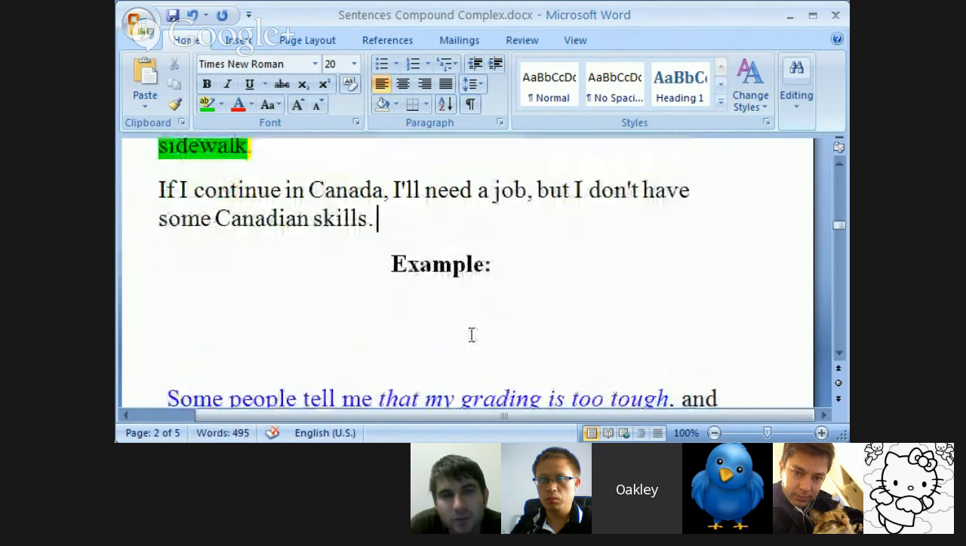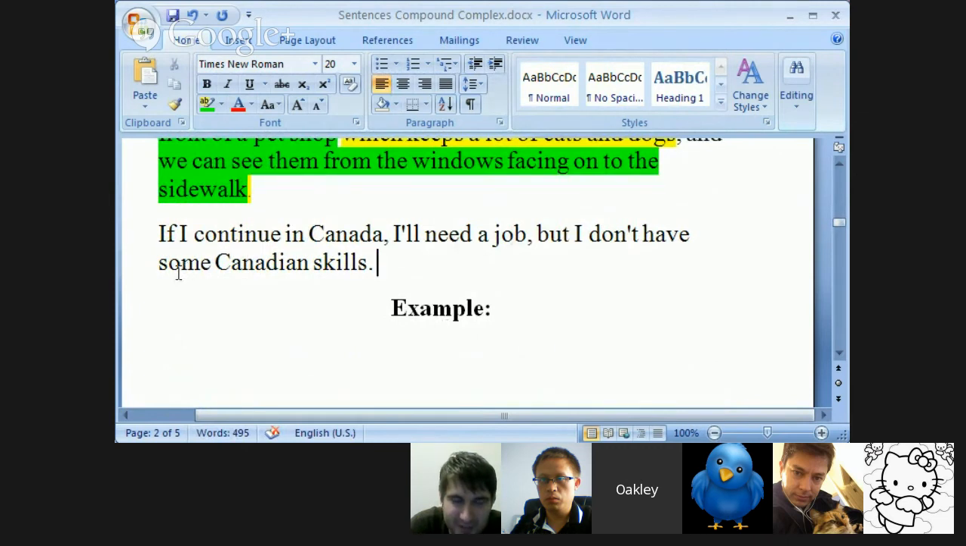Shouldn't we replace some with any? But I don't have any Canadian skills. Yes, we should, and that's a very good point. I knew there was something bothering me here. You're absolutely correct, because you have a negative: I don't have any money. We can't say I don't have some money. Good eye, Vladimir. Thank you for pointing that out. I got so excited about the conditional sentence, I lost sight of the quantifier here. Quantifiers show how many. I don't have any Canadian skills.